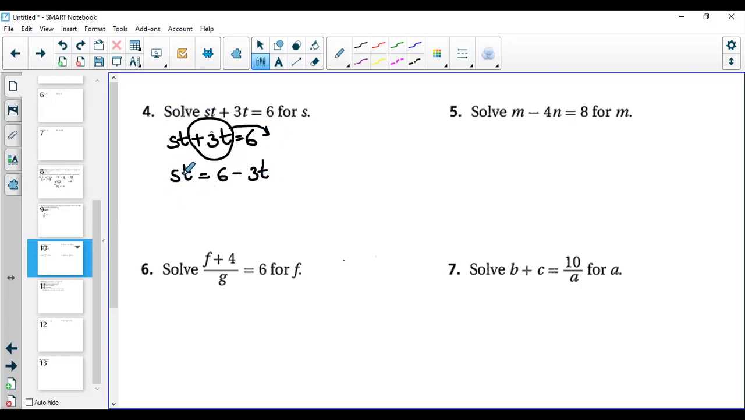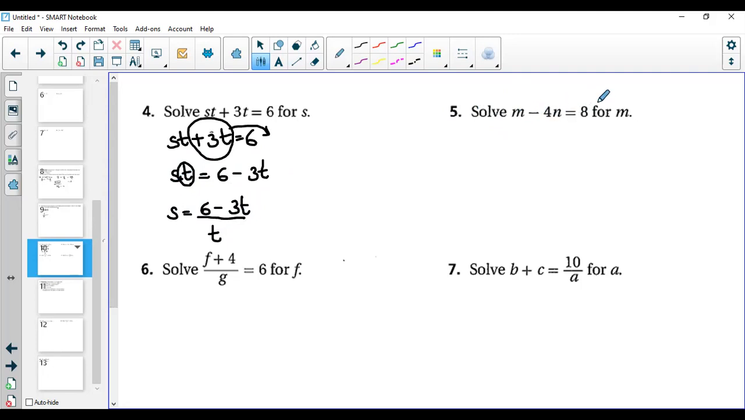Now we can separate the S from the T. As you know, it has a multiplication sign in between, so we are removing the T from here. Multiplied by T, when it moves to the other side, what does that become? That becomes divide by T. So 6 minus 3T divided by T is the answer. So S equals (6 minus 3T) over T. Okay, the next question.